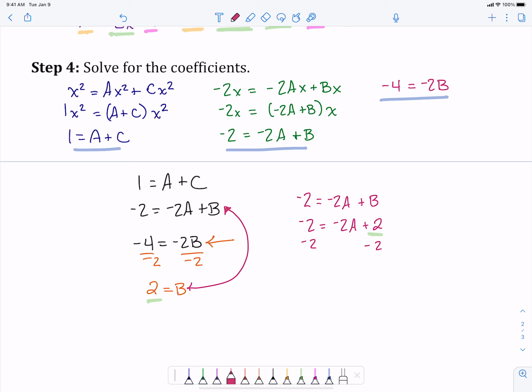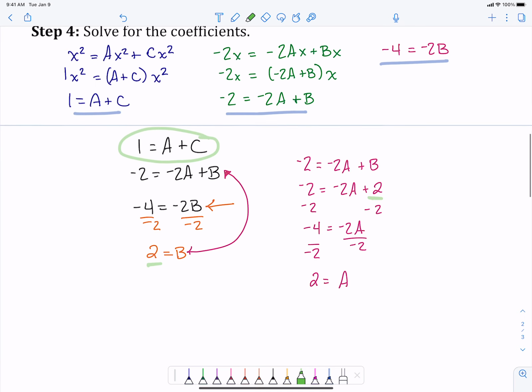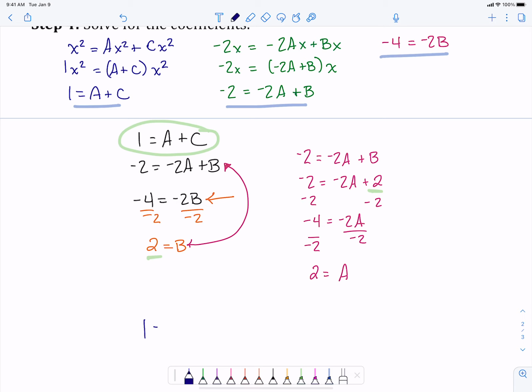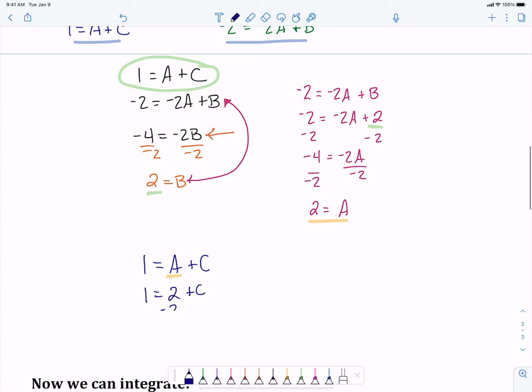And then we can solve this for a. So we can subtract 2 from both sides. So we get -4 is equal to -2a. And shock of shocks, we get a is also equal to 2. And that can happen. You can get some of the coefficients being the same. And now that we know what a is and what b is, we can now figure out what c is. Because 1 is equal to a plus c. A is 2, because we just figured that out. And plus c, and then we can subtract 2 from both sides. So we get -1 is equal to c.